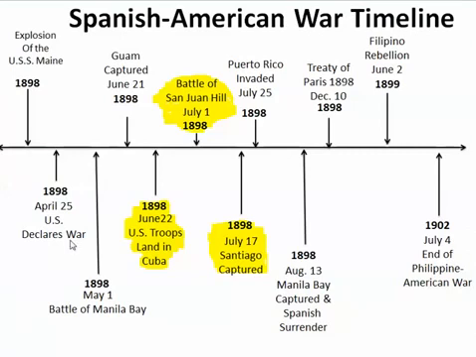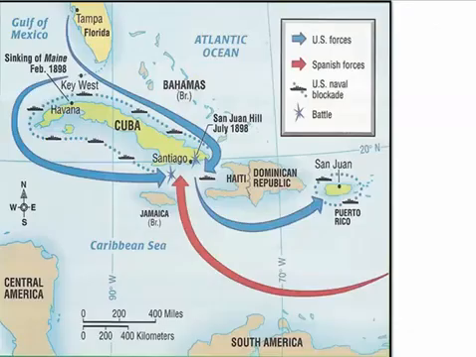And then on June 22nd, U.S. troops land in Cuba. We had the Battle of San Juan Hill on July 1st, 1898. And then July 17th, Santiago is captured. So Cuba kind of buckles and gives in. And let's look there. Here's Cuba. Here's Santiago here, and here's where the Battle of San Juan Hill happened in July of 1898 here.